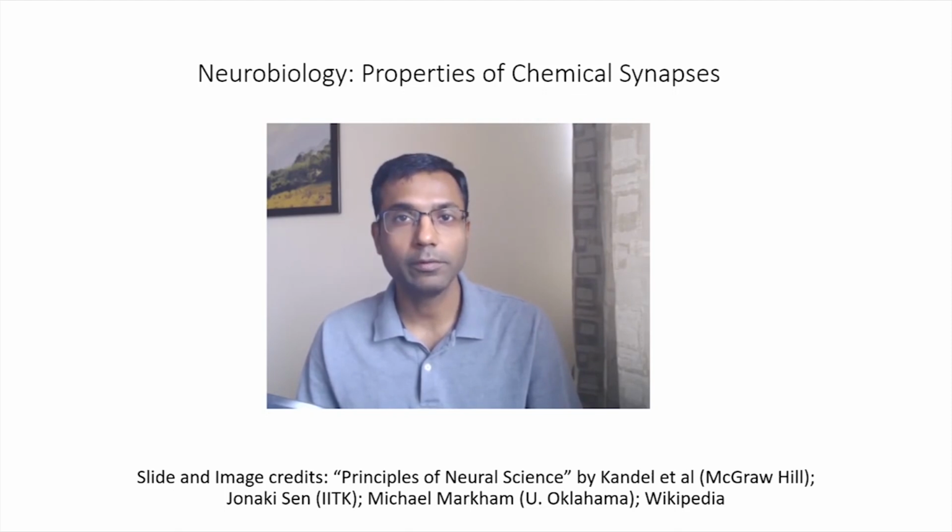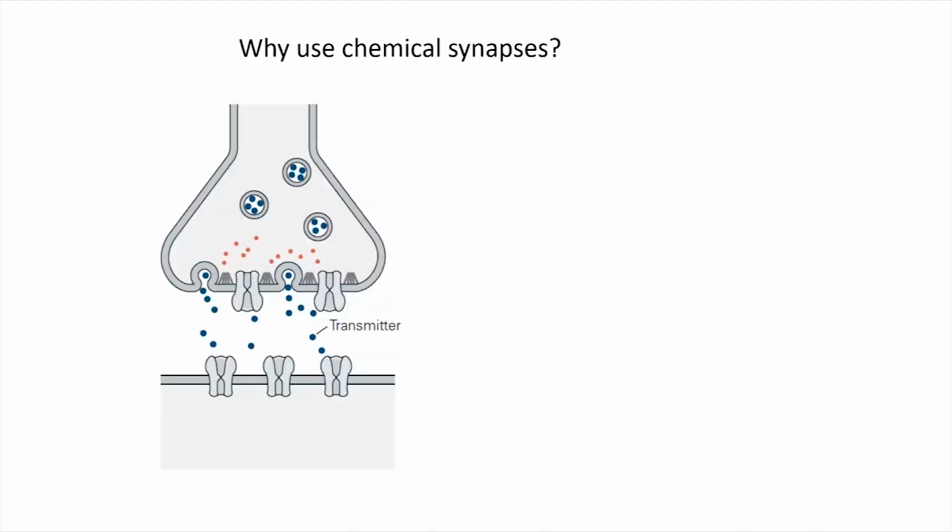Now in this video, we will see what are the various advantages of having chemical synapses that are made possible by this kind of organization. We will also look at various kinds of neurotransmitters that are used by various nervous systems. And finally, we will see the two main classes of postsynaptic receptors that are present in neurons.